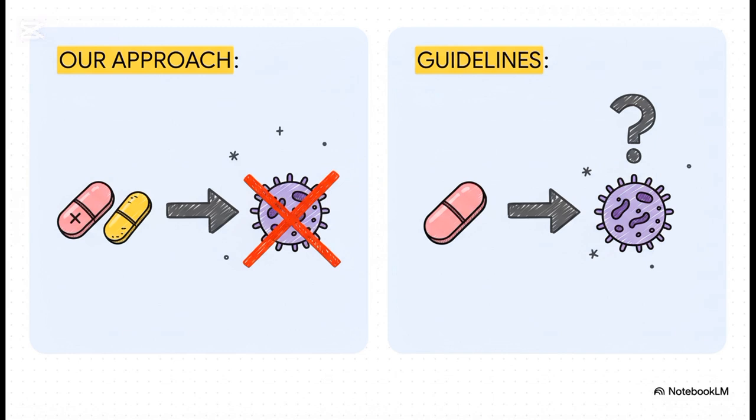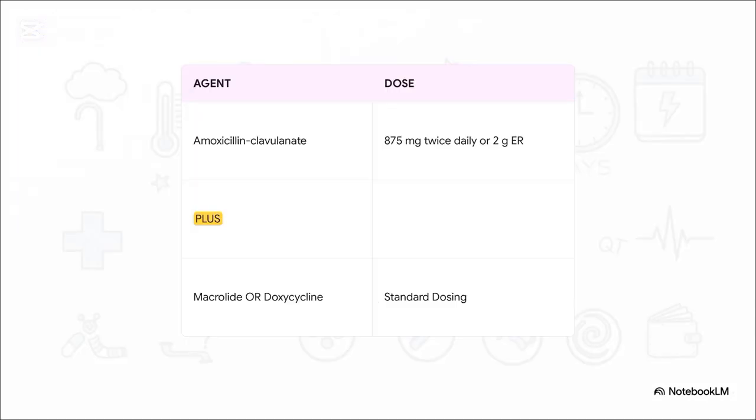And the risk of adding a short course of doxycycline or a Z-Pak is super low compared to the risk of missing something serious. Okay, now for our second group of patients, the ones with comorbidities.